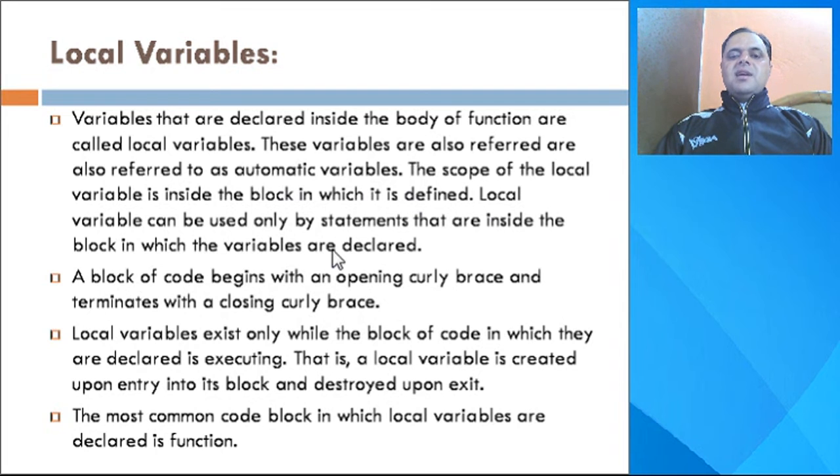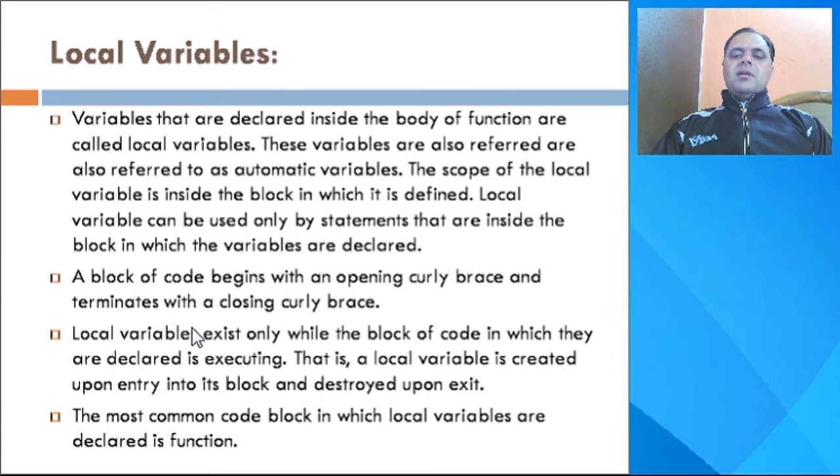The scope of the local variable is inside the block in which it is defined. So the scope of the variable is, we can use the variable inside that block in which we have defined the variable. So a local variable can be used only by statements that are inside the block in which the variables are declared. A block of code begins with an open curly brace and terminates with a closing curly brace. So what is a block of code? A block of code is inside two curly braces, the open curly brace and close curly brace. That is a block of code.